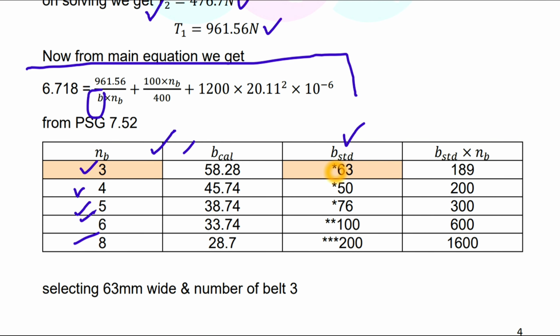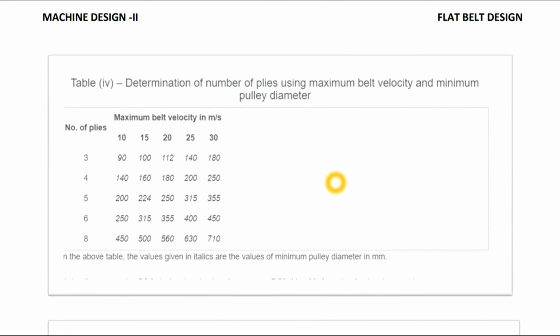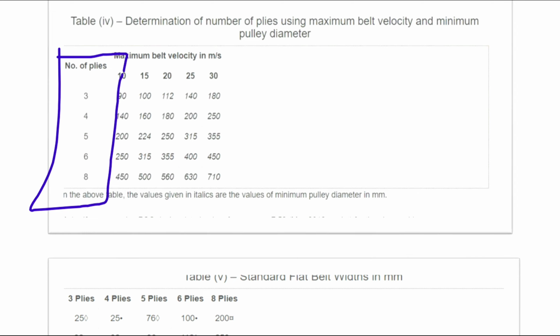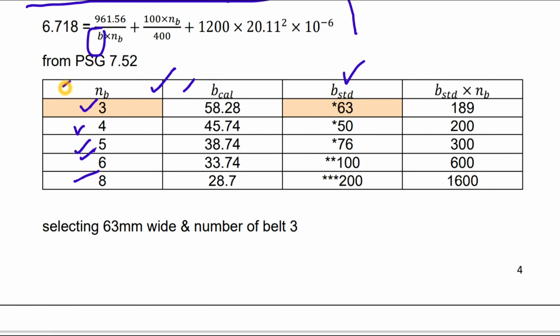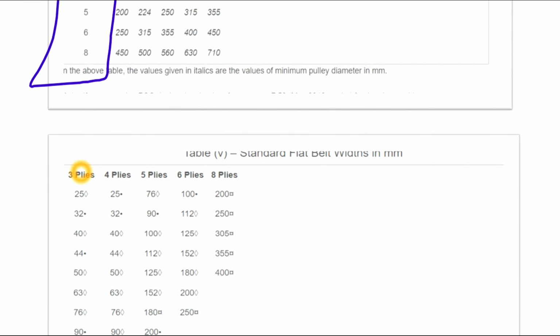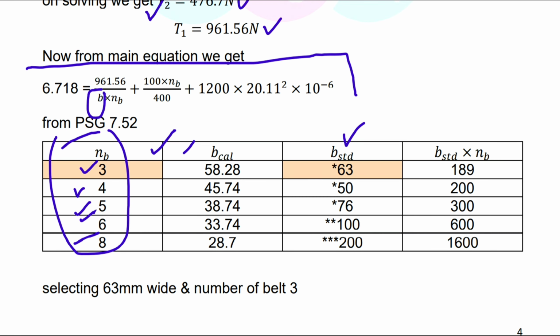The third column will be selecting B standard. As this is the calculated value, we have to select the standard. For selecting the standard there is one table I am showing, on that page itself. See these number of plies which we have got: 3, 4, 5, 6, 8, which we have written in the first column. The same you will see in the data book. So now I am talking about this column, how to select this.